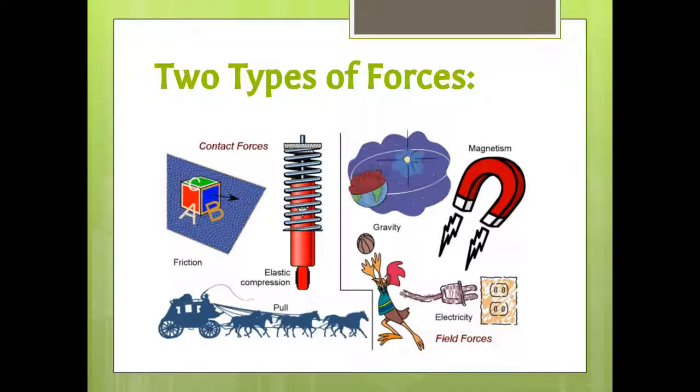Here's some examples, some pictures of our contact forces and our field forces. So you see an elastic compression for our contact, we see friction for our contact, and pull on our contact side. But then on our field forces side, you'll see gravity, magnetism, and electricity.